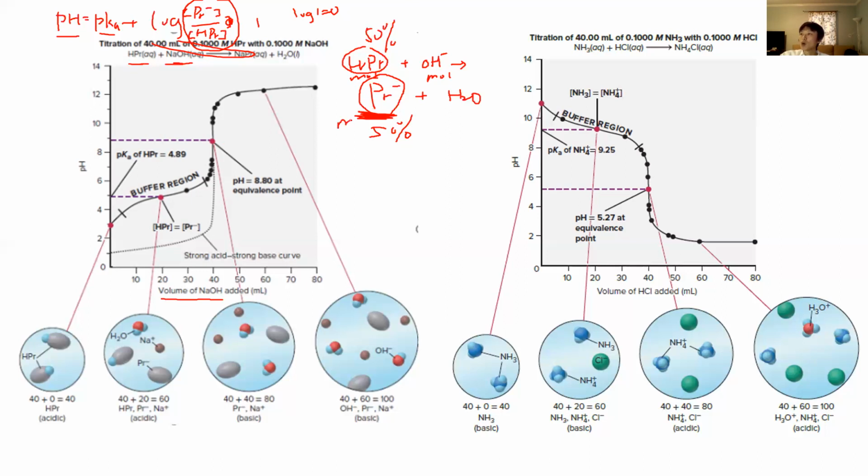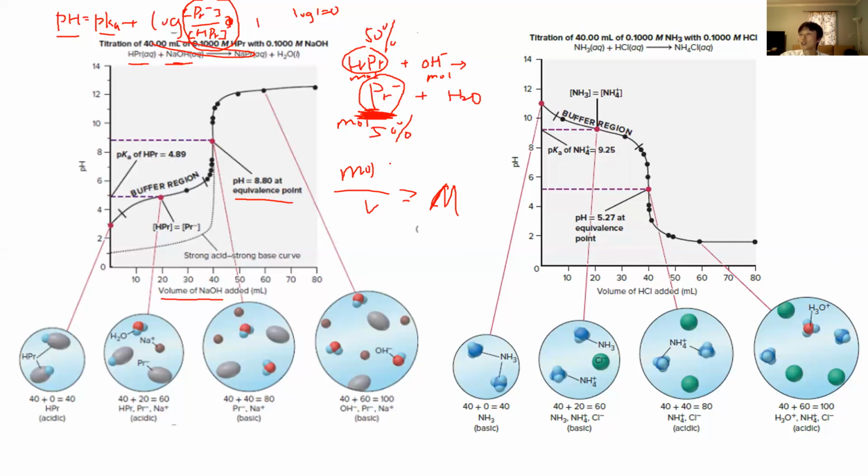Remember, the number of moles are equal, but the concentration is not equal, because when you add sodium hydroxide, the volume changes, right? So the moles stay the same, but the volume changes, so the concentration also changes. So do not use the same concentration. You have to consider the volume change to calculate the new concentration for this conjugate base when at the equivalence point.